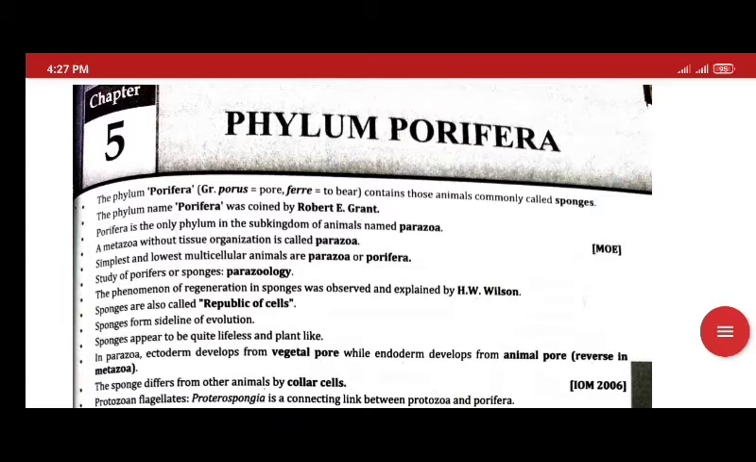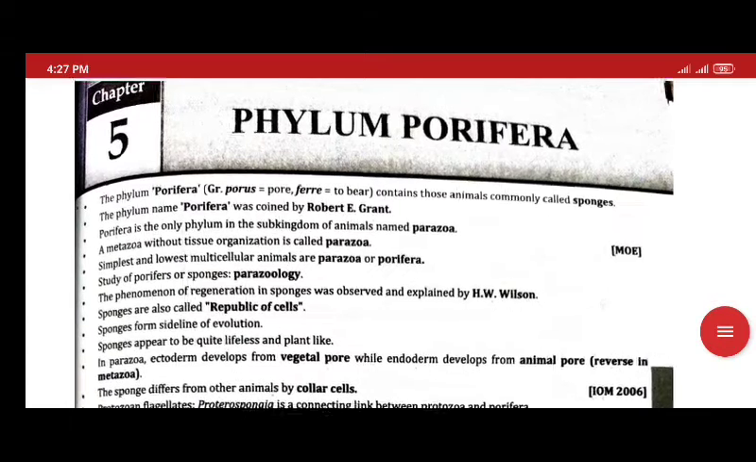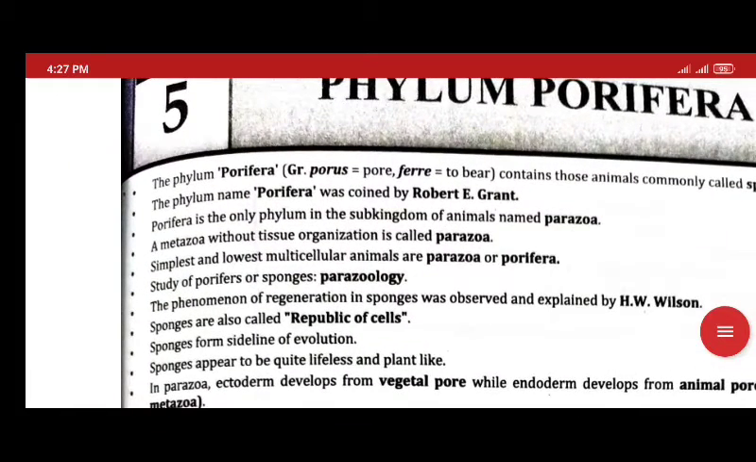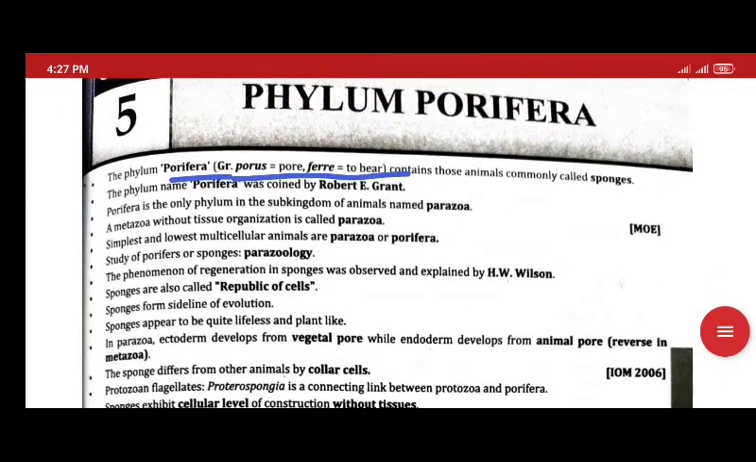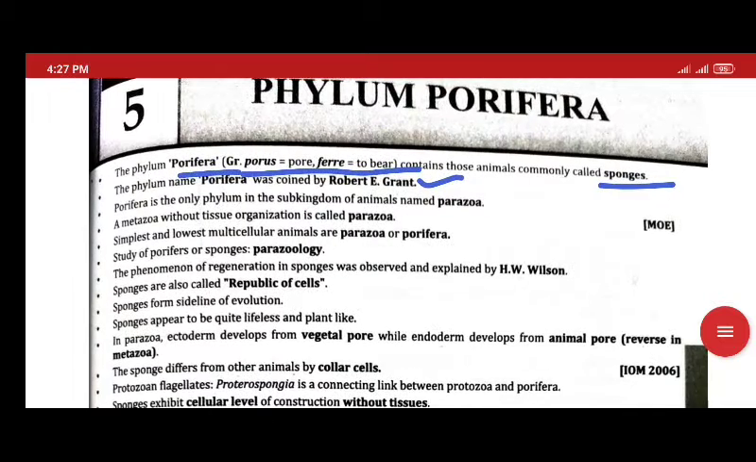Among them, this is the first invertebrate phylum. The phylum Porifera means pore bearing. Here it is given as pore bearing. This phylum is called a sponge because this type of animal has pores. The name was coined by Robert Grant.